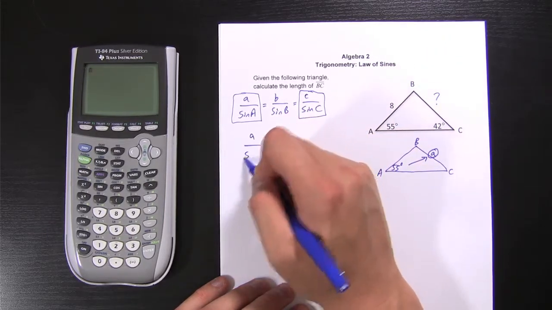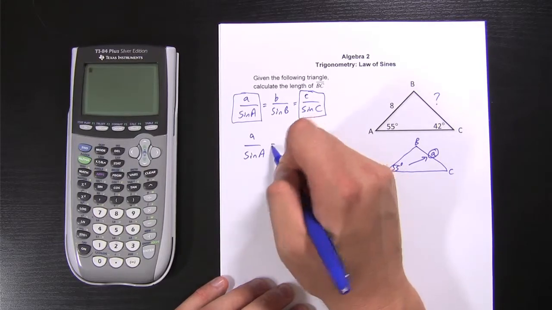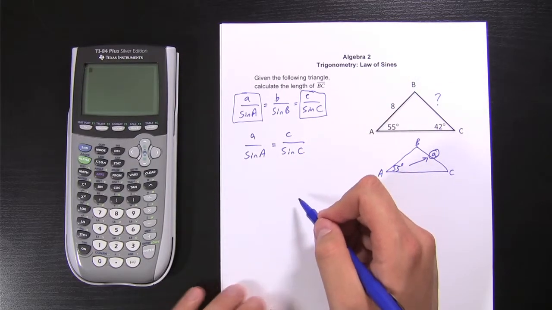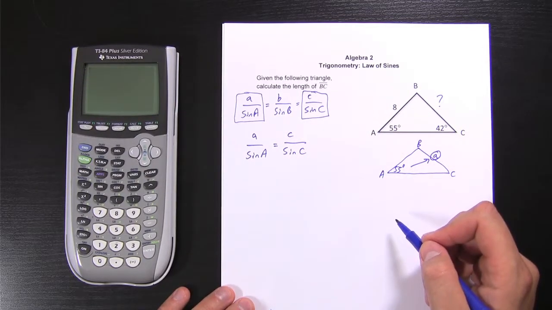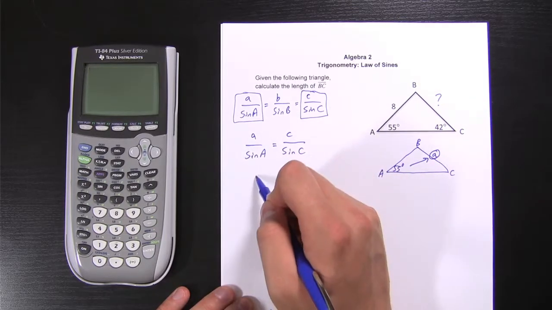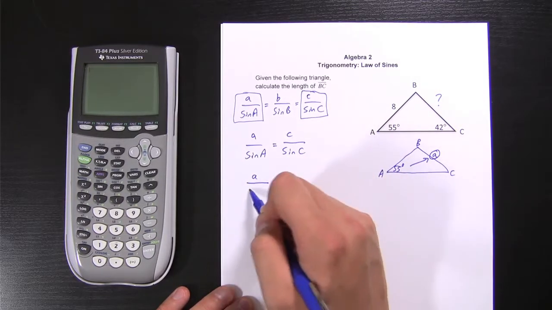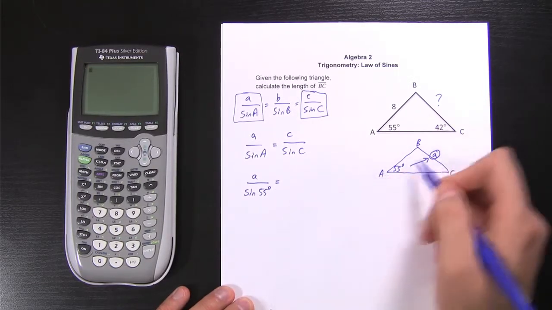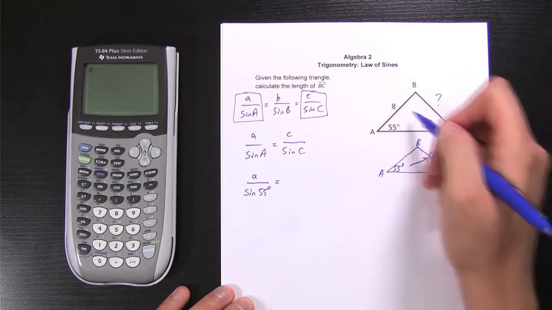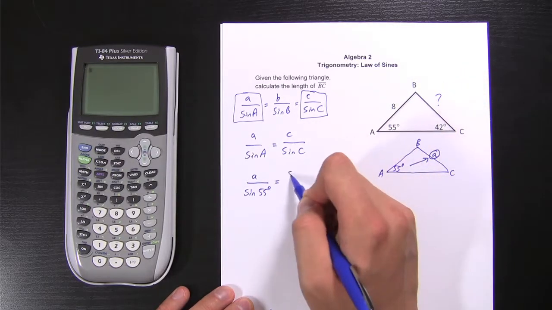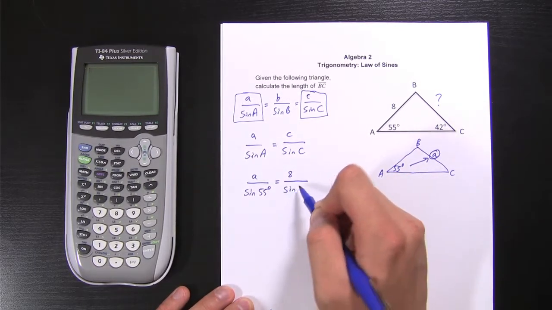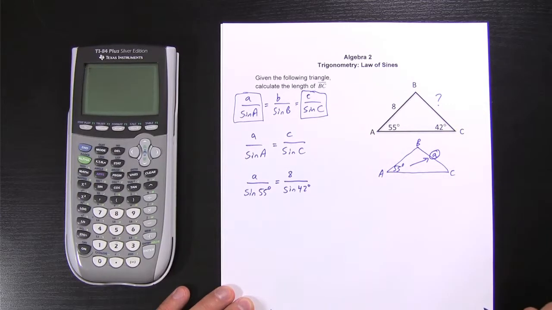So let's just pull that out for a second. Alright, and this is really the formula that we are going to use. So let's substitute some values in and solve this problem. So a, we don't really know. We're not sure what that is yet, but we do know that we have the sine of 55 degrees here in the denominator. Over on this side, we know that the side opposite angle C is 8, so we put 8 in there. And then the angle C is 42 degrees. Alright, so now we have our setup and we're ready to solve the problem.